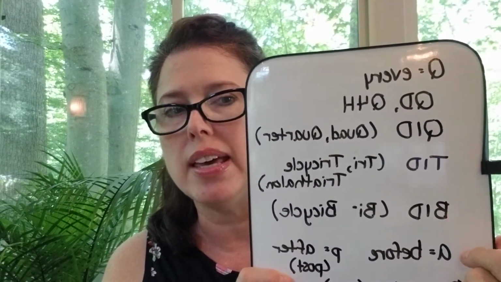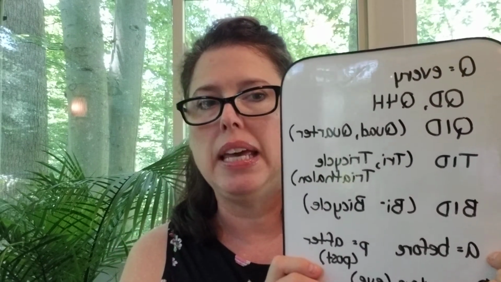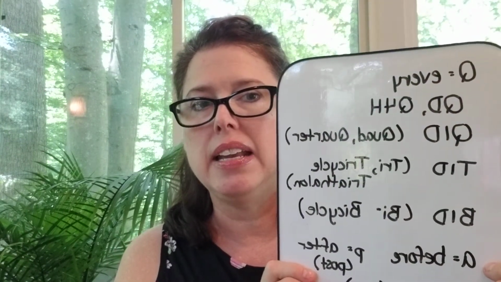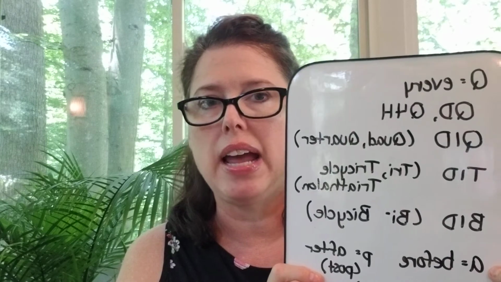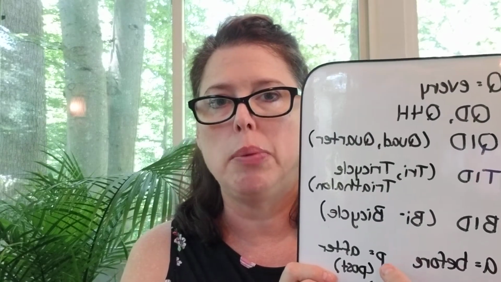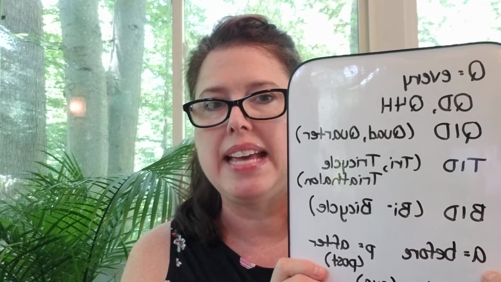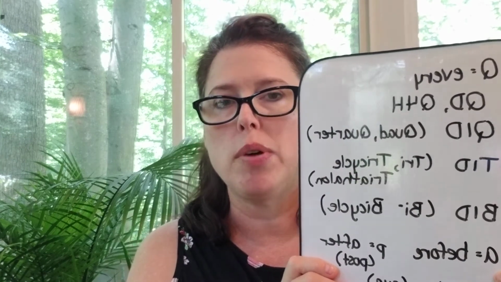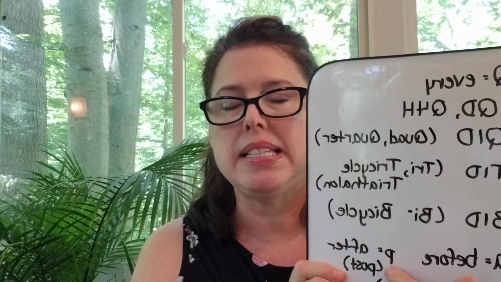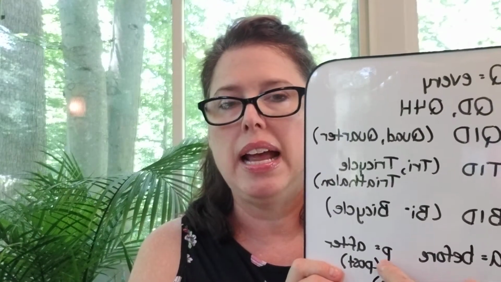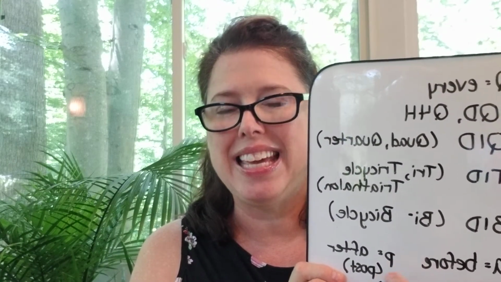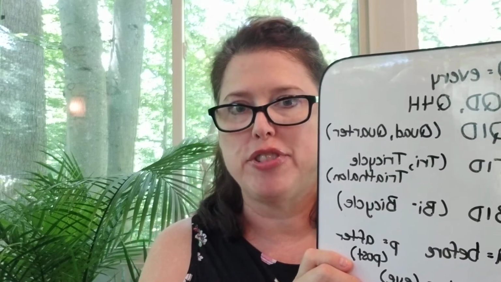Now here's one that can be confused, and that is when you see the letter A and then the letter P. So an example here is if you see AC, that's before meals. If you see PC, that's after meals. And so we might think that A is for after.